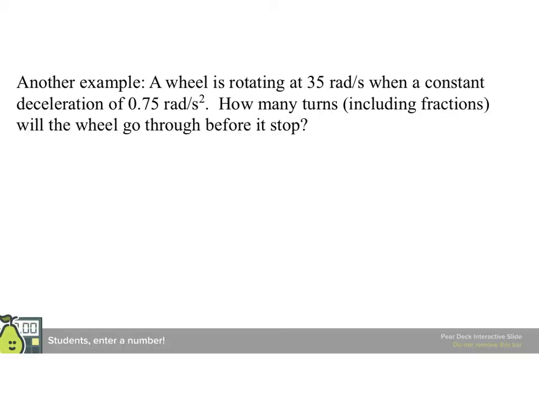Pretty straightforward. Another example: a wheel is rotating at 35 radians per second when a constant deceleration of 0.75 radians per second squared is applied, I guess. How many turns, including fractions, will the wheel go through before it stops? Here we have an initial omega, which is going like this, and it's 35 radians per second.